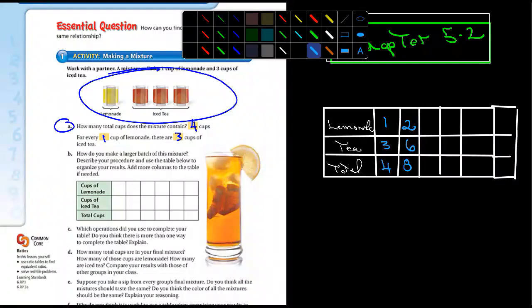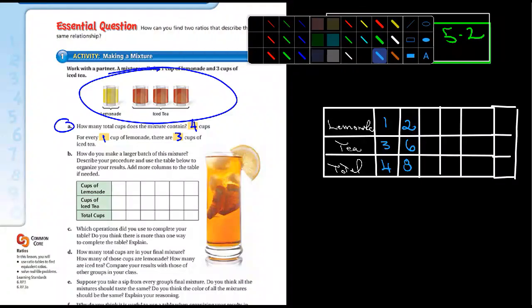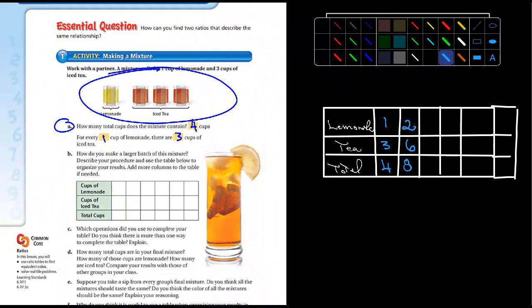Okay, so this is Chapter 5, Section 2, probably Part 1. We're looking at the essential question here, and we've already answered those, and you can see it over here on the left, making a mixture. And we answered the questions under letter A. Then I had students draw a graph, something similar to what they have over here on the left, and we just started to fill it out.